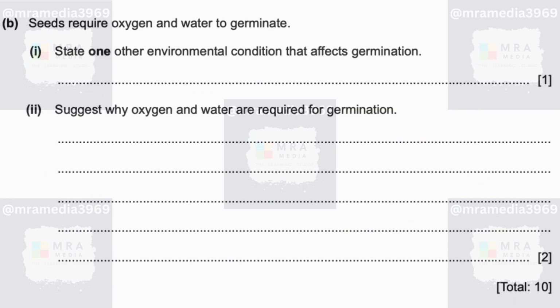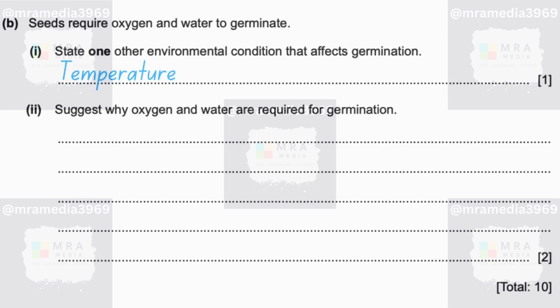Seeds require oxygen and water to germinate. State one other environmental condition that affects germination. There are several factors that affect germination. These include temperature, oxygen, light, soil pH and composition, presence of inhibitors or chemicals. They've just asked us for one factor in the question, so we can choose any one.